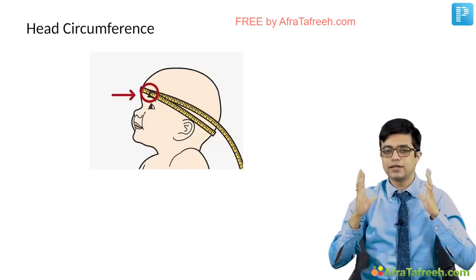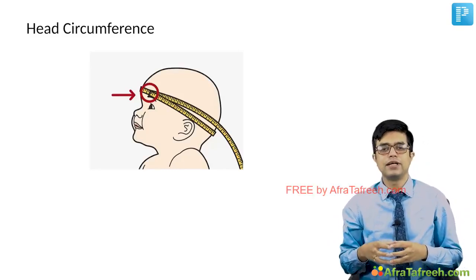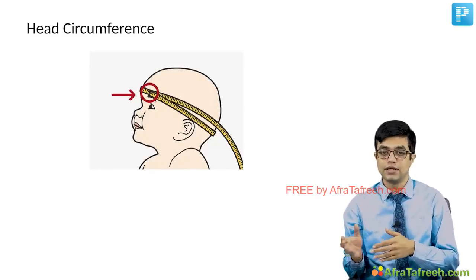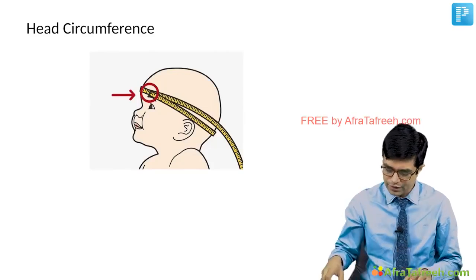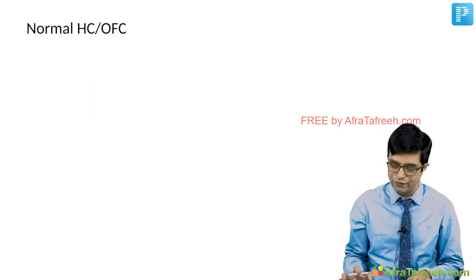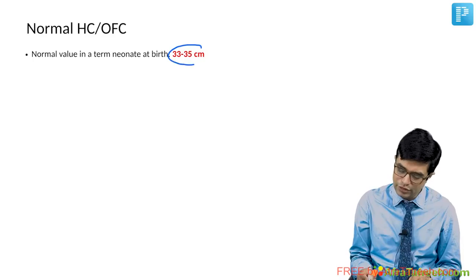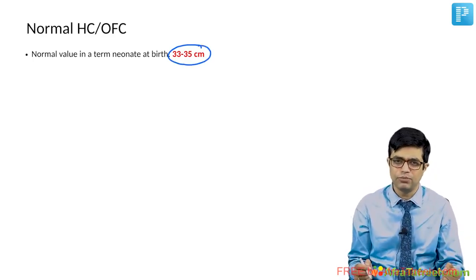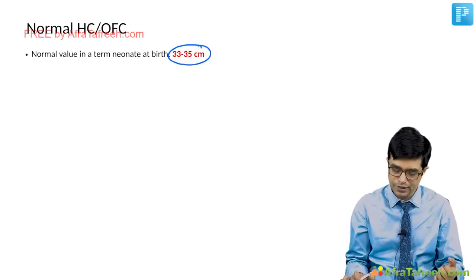When you calculate head circumference, it gives you a lot of information. Head circumference, I hope you know, is also known as occipitofrontal circumference, because it is the occipital and frontal areas that are being measured. So what is the normal HC or normal OFC? In a term neonate, the normal value is 33 to 35 centimeter. Different values are seen in different populations, because it is something which is determined racially as well.